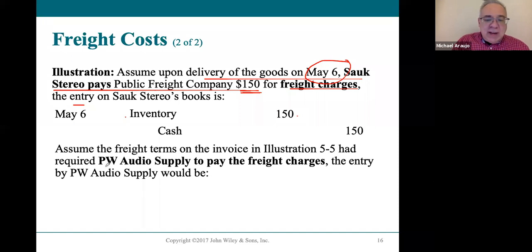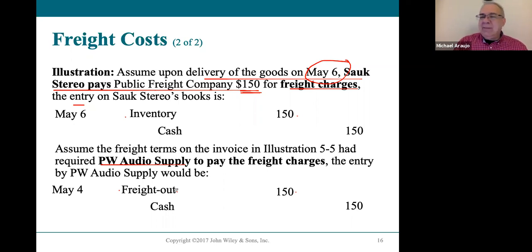Again, when the seller pays, it's just an expense. And here's a new expense account for you. Freight out is actually an expense account. So that's something new. You've already learned a couple of new accounts already, and there's more coming. It's going to be very exciting tonight. So this is something you don't have to worry about unless you're on the seller side and you pay for the freight.